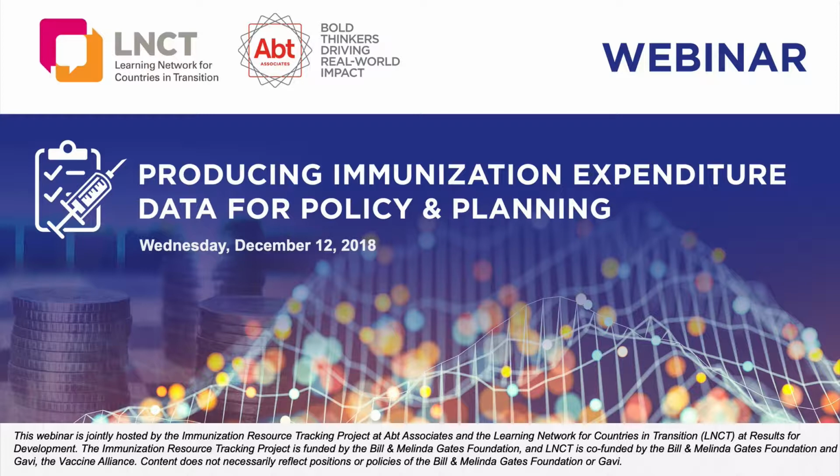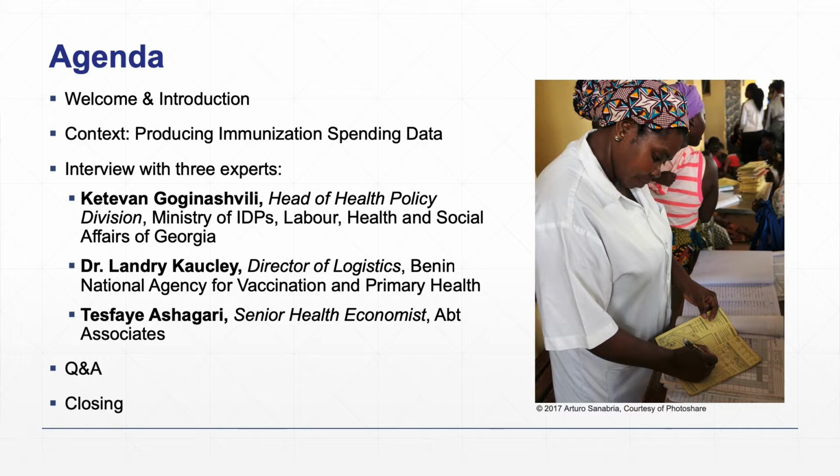This webinar is hosted by the Immunization Resource Tracking Project at Abt Associates and the Learning Network for Countries in Transition, or LINKed. My name is Grace Chi. I'm a Senior Program Director at Results for Development, or R4D. R4D is the Secretariat for LINKed, which was set up about 2 years ago to support countries transitioning away from Gavi support. And the way it does that is by facilitating linkages between Gavi transitioning countries and partners so that countries can access resources, expertise, and share experiences with each other in order to successfully address transition challenges. The Immunization Resource Tracking Project at Abt Associates aims to strengthen country-level data on immunization financing and immunization sustainability.